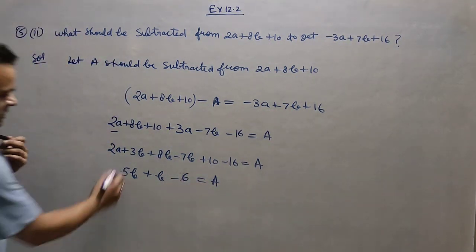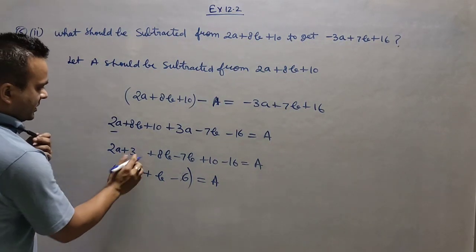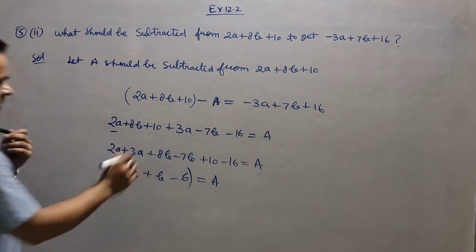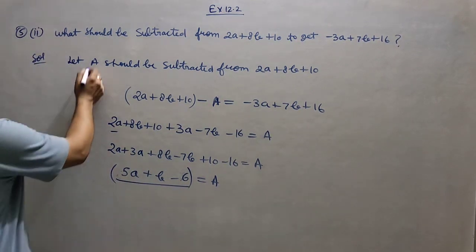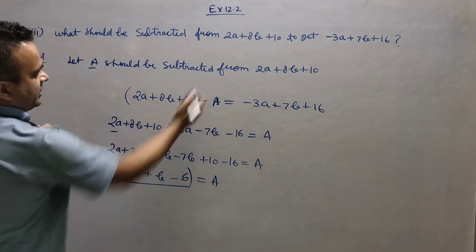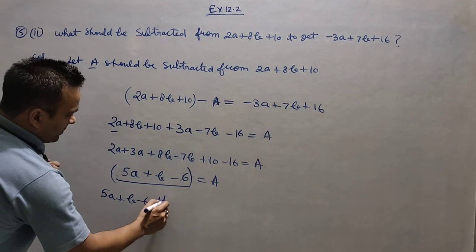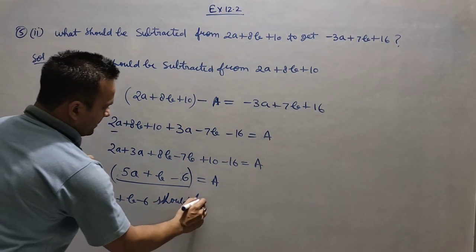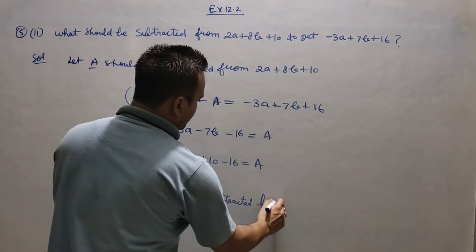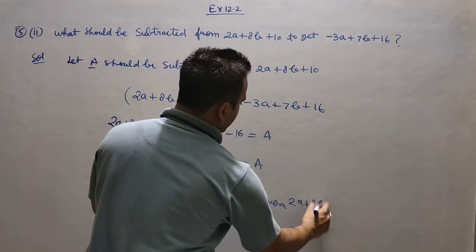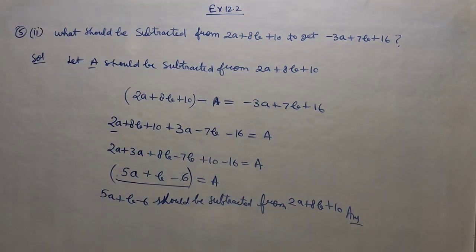Now you can see this is unlike terms we are getting. Okay, oh one minute, there is a mistake, a, so it will be a. So now you can see this whole expression is the answer for us, so it means this should be subtracted from 2a plus 8b and plus 10, and this will be your answer, right?